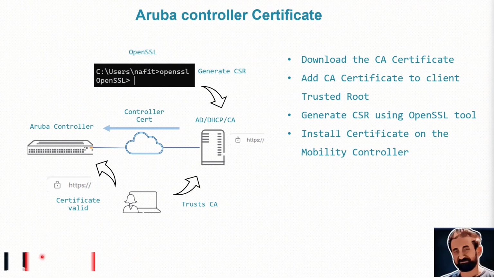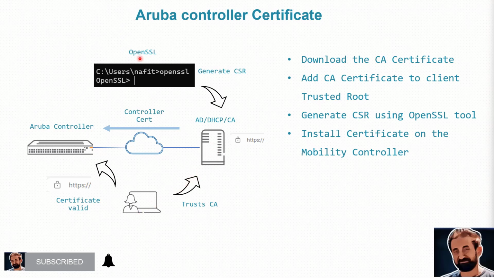In this video, we're going to look at how to generate a certificate signing request. First of all, we will download the CA certificate and put it into the client's trusted root. Now the client trusts the CA.